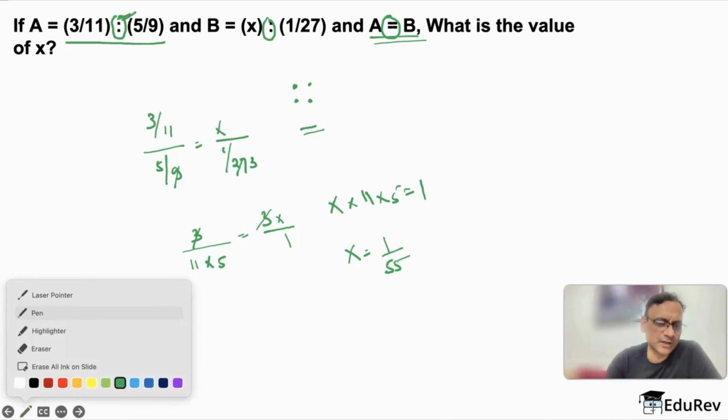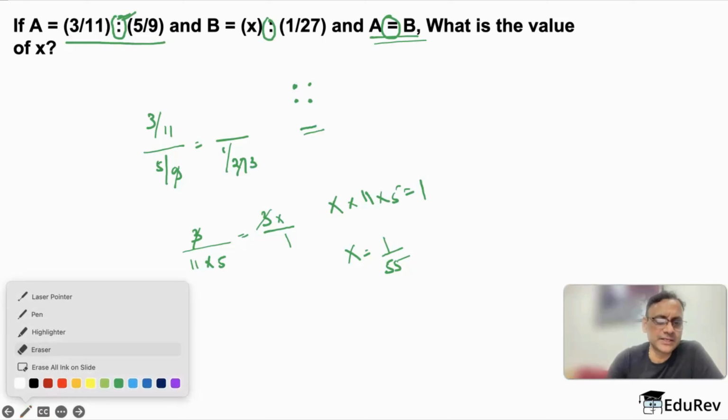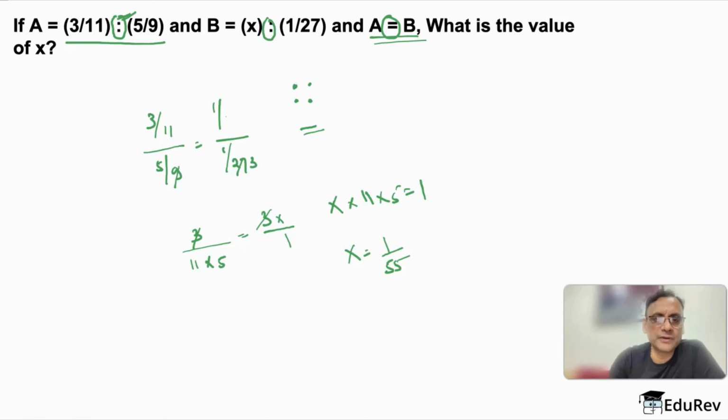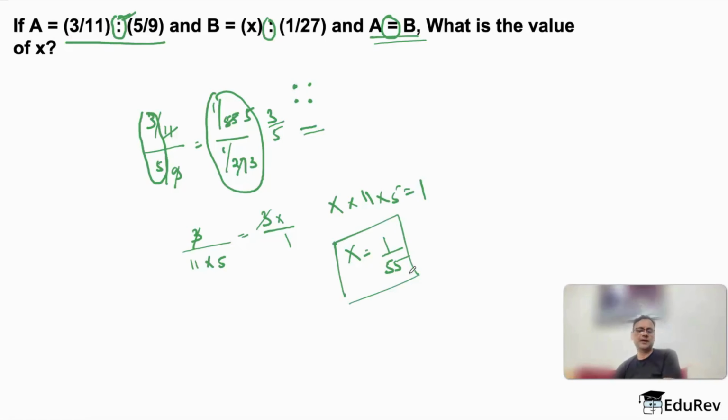Let's check just for our confirmation whether this is correct or not, makes sense or not. So here I write this as 1 by 55. What do I get? I get 5, right? Okay. So on the left hand side, you have 3 by 5. And on the right hand side, you have 1 by 5 upon 1 by 3, which will get rearranged as 3 by 5. So left hand side is 3 by 5, right hand side is 3 by 5. So obviously 3 by 5 is equal to 3 by 5. It matches. Hence x is equal to 1 by 55.